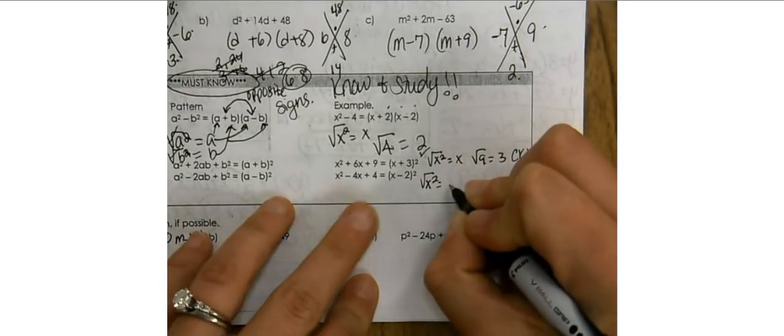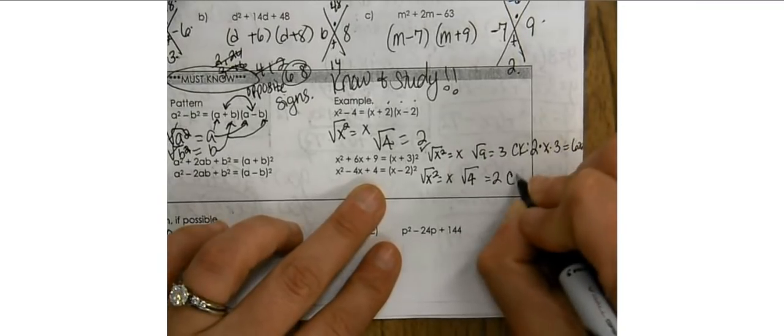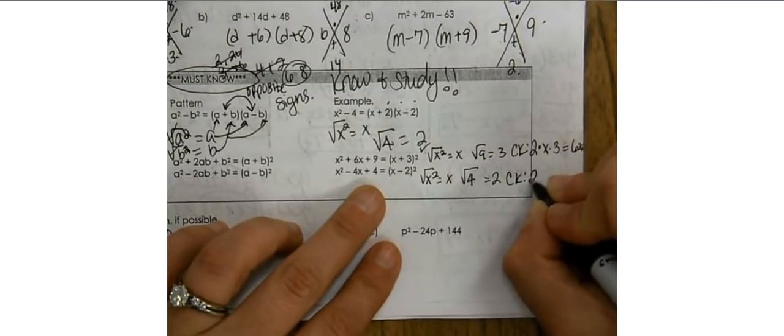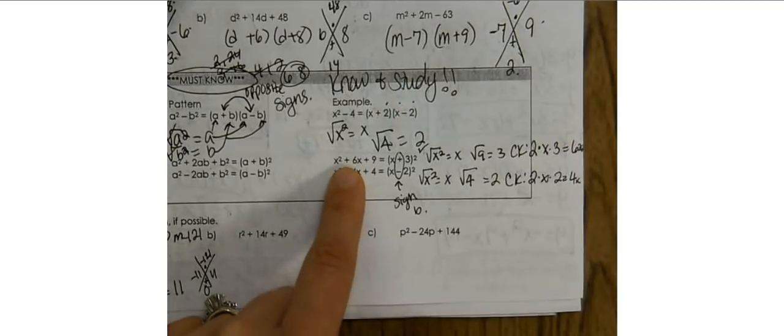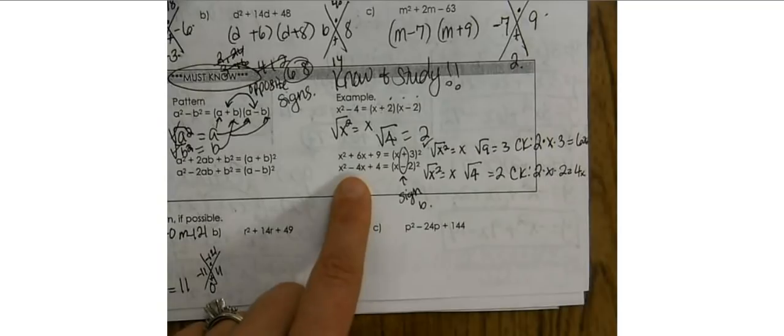For the next one, I'm going to take the square root of x squared, that's going to be equal to x, and the square root of a positive 4, that's my c value, is equal to 2. Then I'm going to check: is 2 times x times 2 equal to 4x? And indeed it is. And notice that it's a minus. Inside of the parentheses, this is going to be the sign of b. So our b value is positive in the first example, so we have a plus sign. If your b value is a minus, we will have a minus sign in your parentheses.